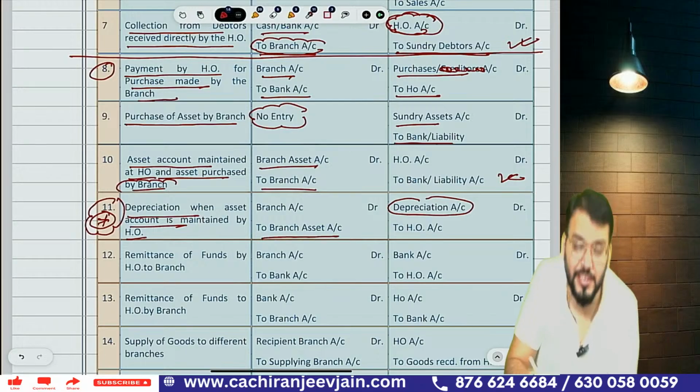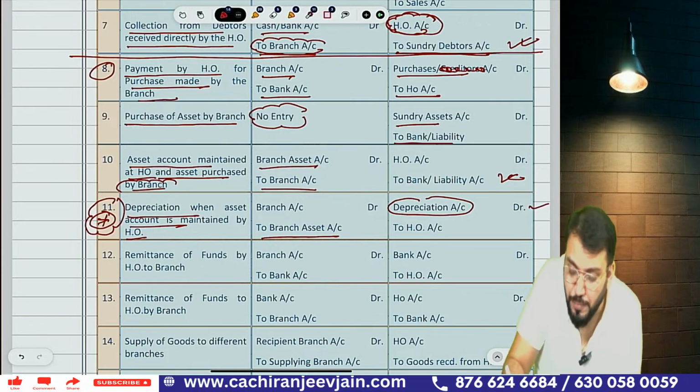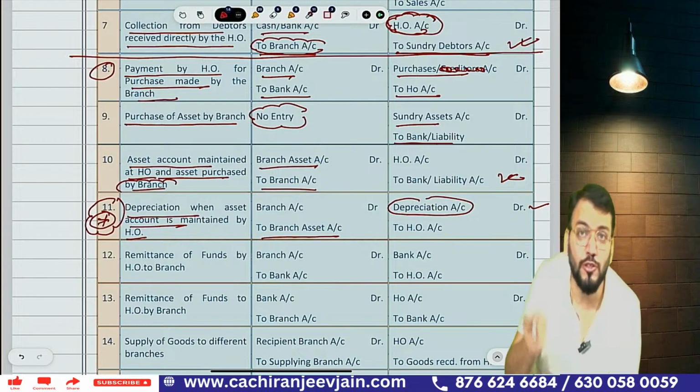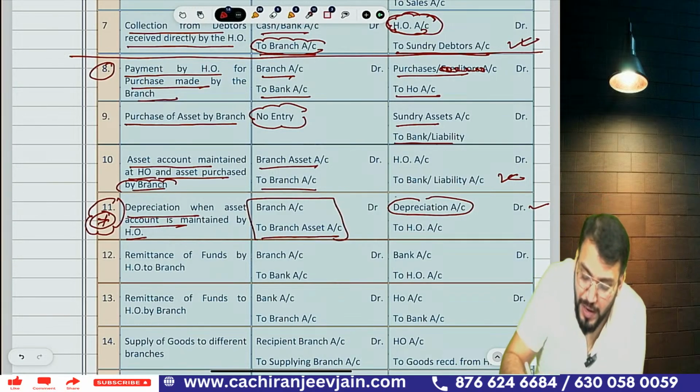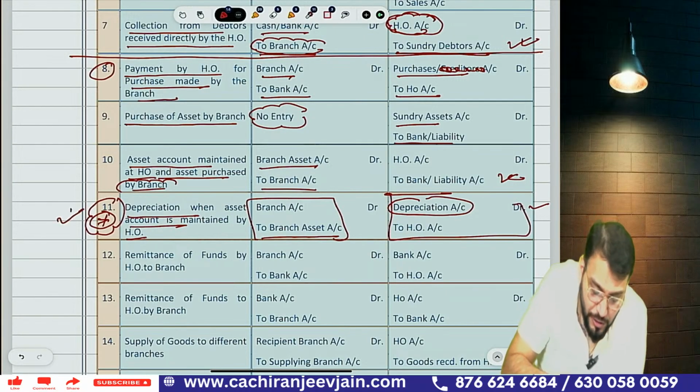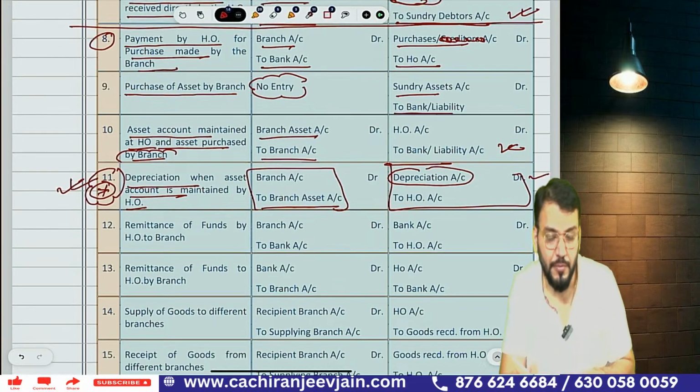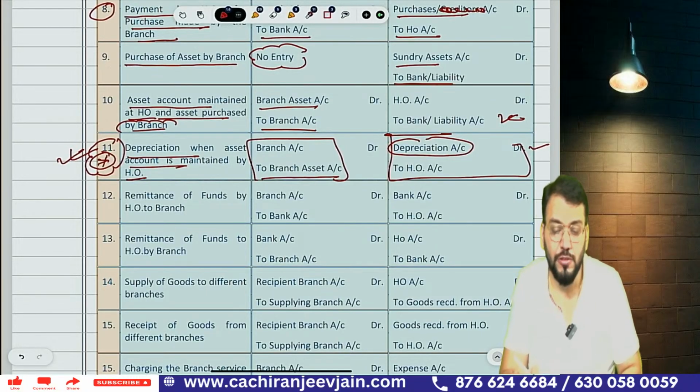Correct? Now, you can see depreciation account debit in this book, but branch asset is reduced in the books of HO. So what journal entry will we do? In the books of branch, depreciation account debit to HO. In the books of HO, it is branch account debit to branch asset. Have you understood this point? This is very important. Have you understood point number 11?